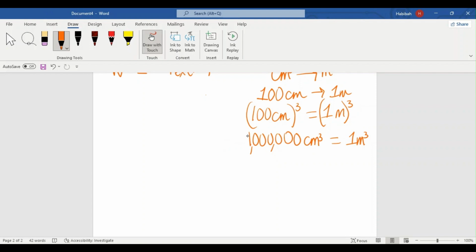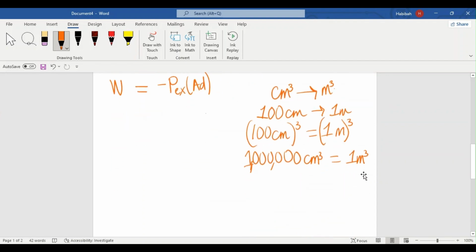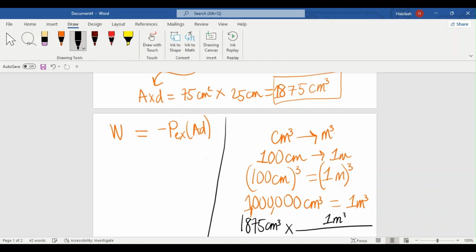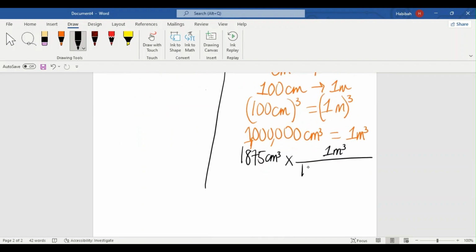We're going to use this information to get the value of 1875 centimeter cubed in meter cubed. That's just basically what I'm trying to say. So we're going to say, let me separate, we're going to say 1875 centimeter cubed times, using dimensional analysis, 1 meter cubed would be up top because we're trying to solve the question in meter cubed. And then you have the 1 million centimeter cubed. So we cancel out centimeter cubed.